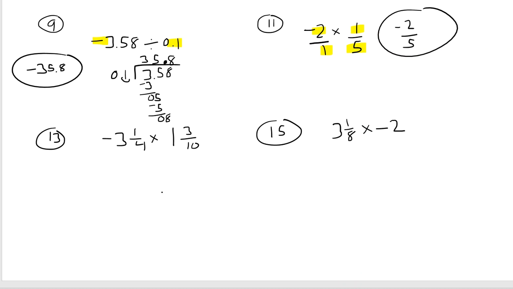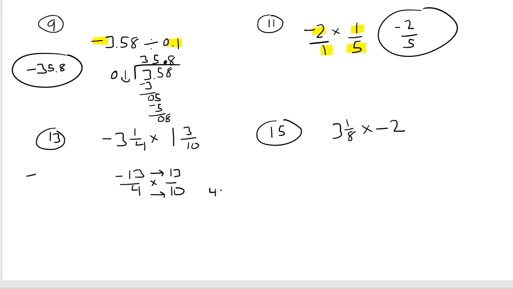Okay, let's look at number 13. On number 13, we have a negative times a positive, so we know our answer is going to be a negative. The very first thing that we do is we change both of these mixed numbers to improper fractions. So we do 4 times 3 is 12. 12 plus 1 is 13/4, negative. And then we have 10 times 1 is 10. 10 plus 3 is 13/10. And we're multiplying these. And then we just do top times top over bottom times bottom.